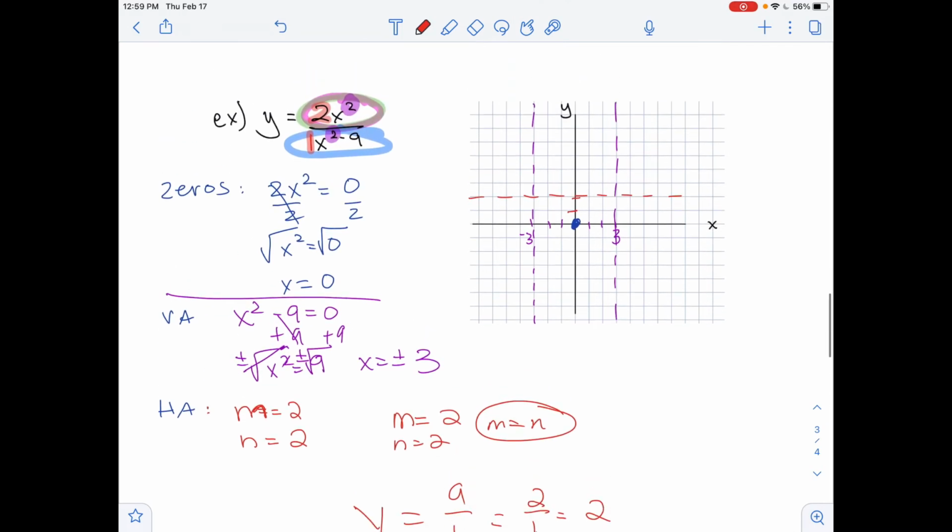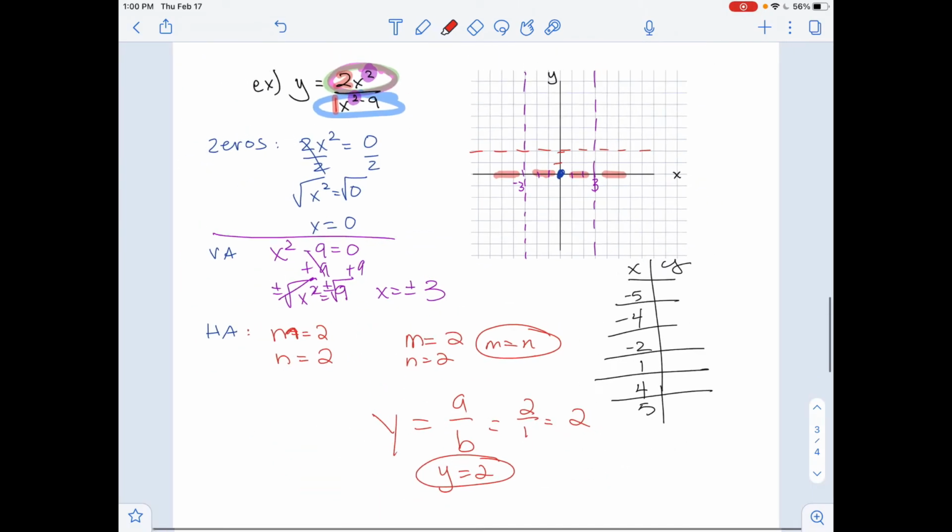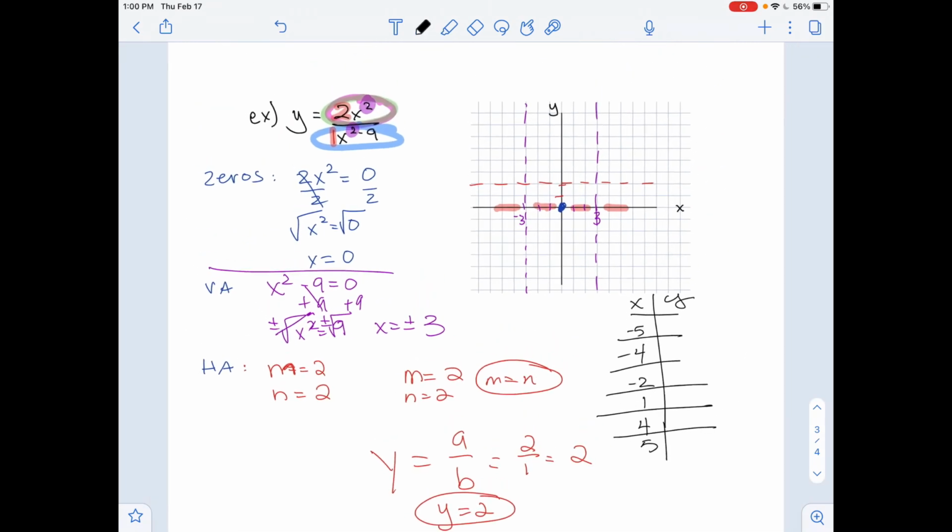There's my horizontal asymptote. So now look, we have 3 different regions that we need to plug in values for. We're going to go x and y. We're going to pick values to the left and the right of all of our vertical asymptotes. So let's pick -5, -4, -2. We've already got 0, so maybe pick 1 and 4 and 5. That's because we want to pick something to the left of this, something to the right of this, something to the left of this, and something to the right of those vertical asymptotes. So let's pick those values, plug them in, and see what we get.